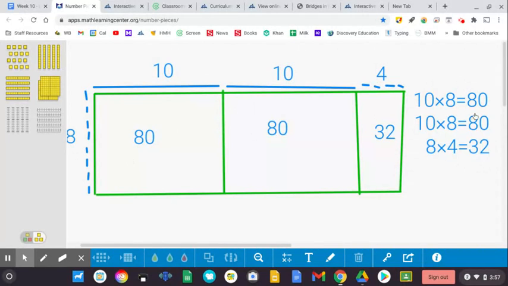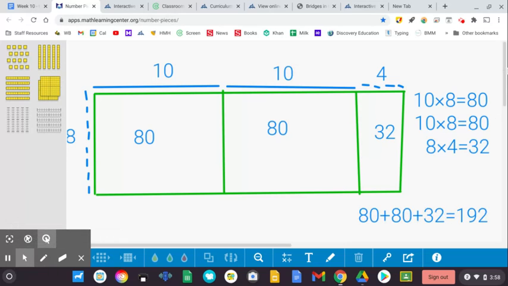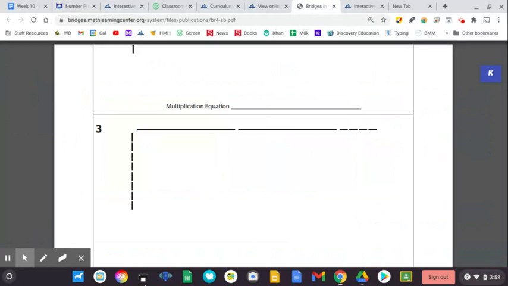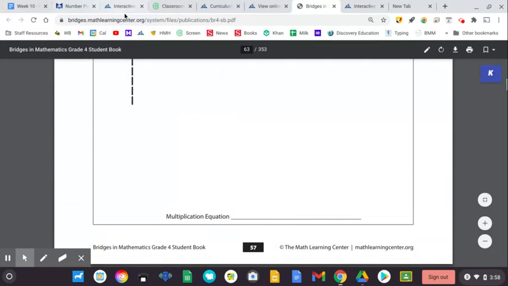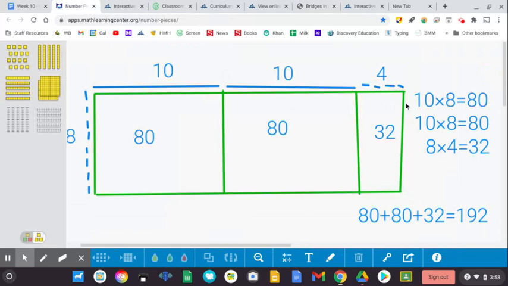So now that we have this, we need to magically make our 3 products add together for a sum. Ta-da! Now we suddenly have our three products added together because this is part of our product, this is part of our product, and this is part of our product. The last portion of this page tells us we need to come up with our equation. This is all about finding our multiplication equation.